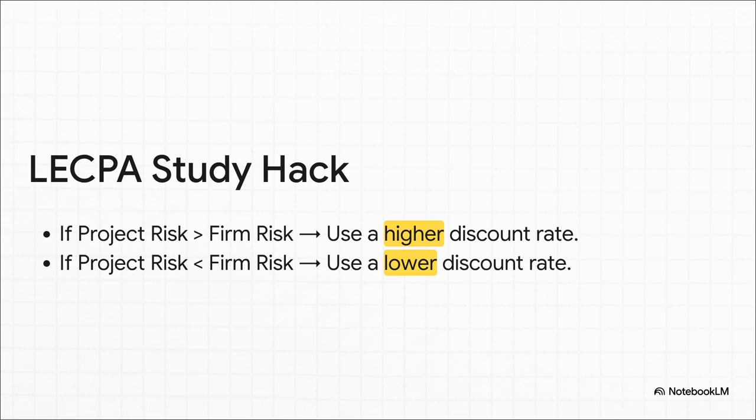Okay, screenshot this with your brain because this is your golden rule for the exam. This is a study hack, seriously. If the project's risk is higher than the firm's average risk, you crank the rate up. If the risk is lower, you bring the rate down. It's that simple. Risk up, rate up. Risk down, rate down. Lock it in.